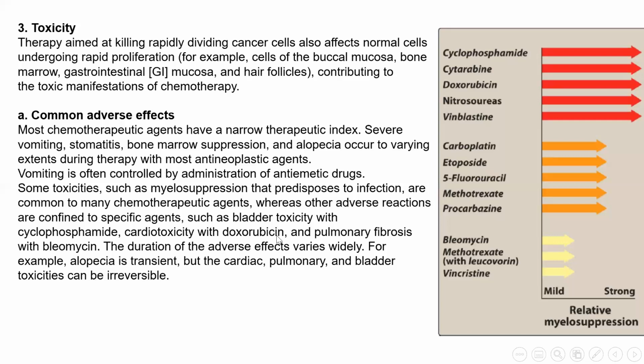Also, for gallbladder or bladder toxicity, there are certain drugs that could induce this, such as cyclophosphamide. Cardiotoxicity could be induced by doxorubicin. Pulmonary fibrosis could be induced by bleomycin. All of them can maybe be controlled by changing the dose of the drug or by combining other drugs that do not cause these side effects. So we can use certain strategies to minimize the adverse effects that could be caused by chemotherapies.